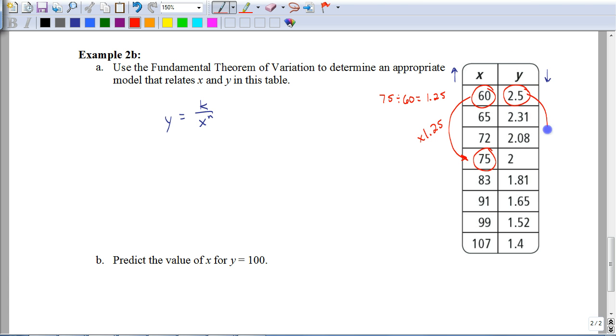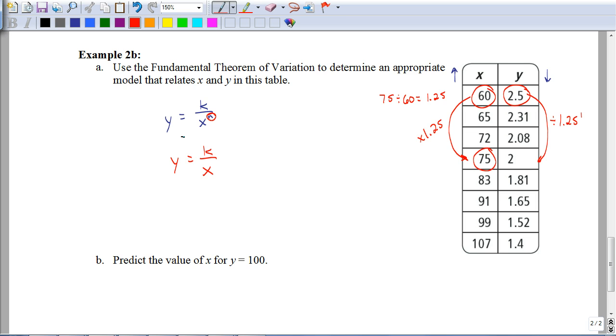Remember, this is inverse variation, so whatever happens to x, the opposite happens to y, to some exponent. I want to figure out what that exponent is. So if I take 2.5 divided by 1.25, I get exactly 2. So that tells me that my answer would be 1.25 to the first power, meaning that my exponent there is going to be 1. So y equals k divided by x, and that's what they're using here, x and y's. So I'm good to go as far as my general equation.